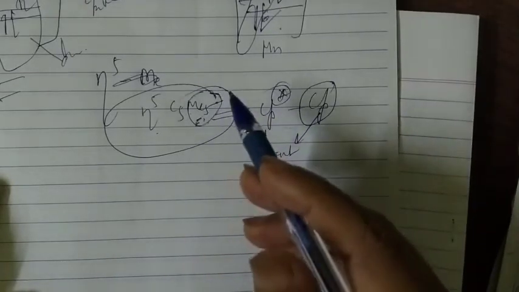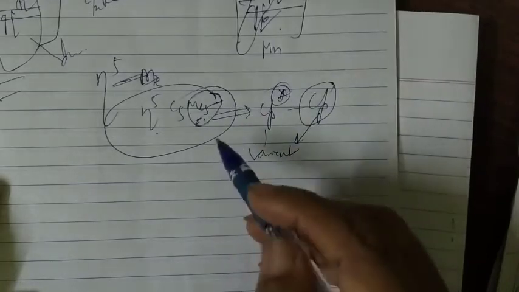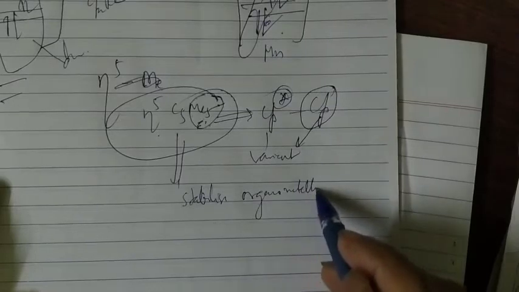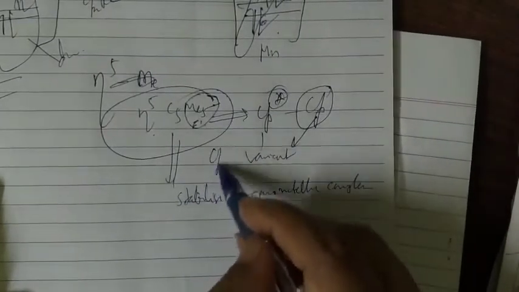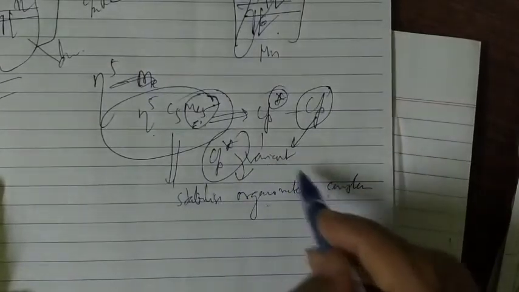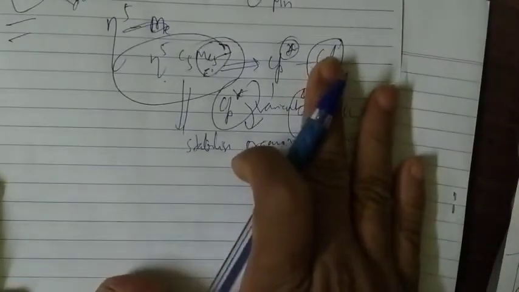Being more bulky in nature, this compound will be stabilized because of this nature. So it is going to stabilize most of the organometallic complexes. This is the reason why Cp star is very much important. Because of this reason, it stabilizes more of the organometallic complexes than the simple Cp, C5H5. So this is what you have to keep in mind.